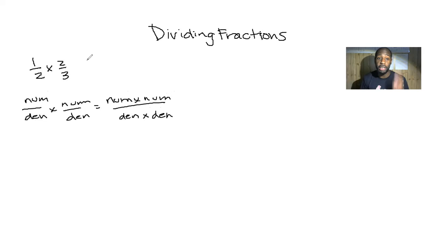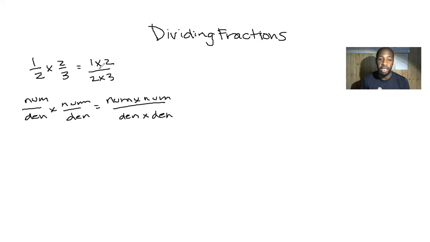So in this example, 1/2 times 2/3 would be 1 times 2 over 2 times 3, which gives you 2 over 6. Very easy, very straightforward. Now, let me show you this real quick too, even though it's not what we're talking about. You could also simplify this at this stage.